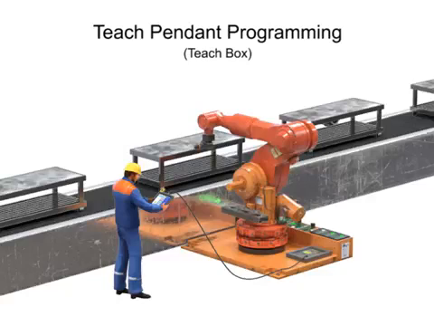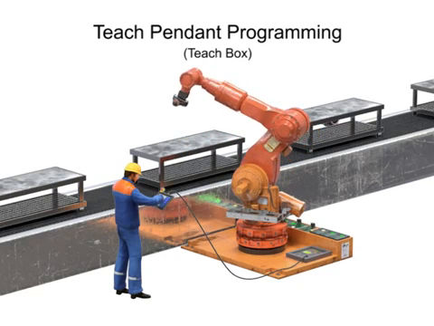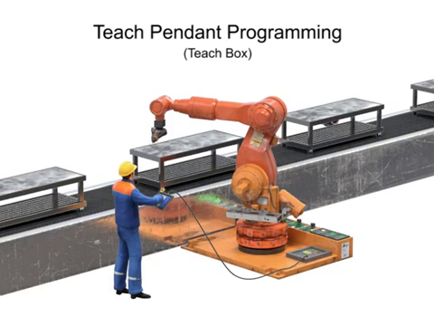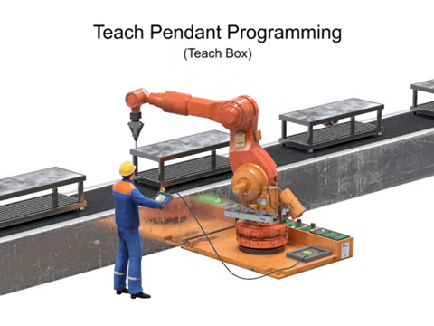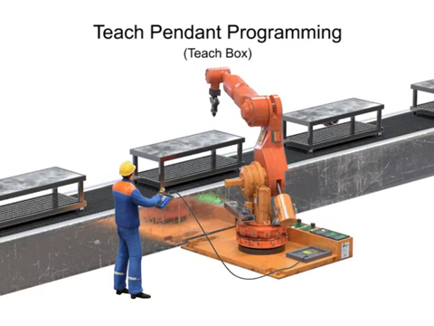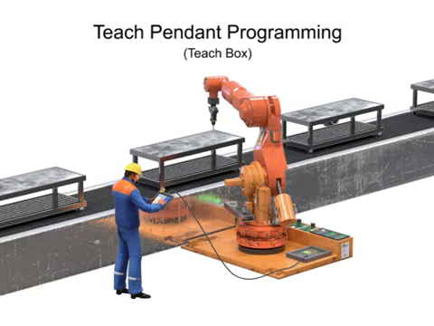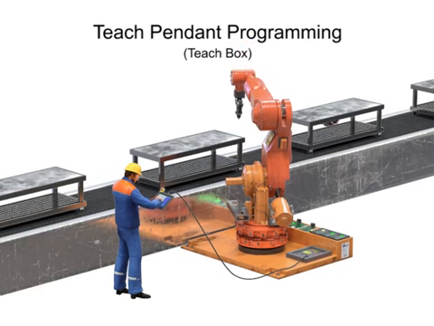Teach pendant programming is a method by which the operator steps the robot through the program point by point while recording the coordinates for each point. The technician has the ability to send the robot to a desired position, inch or jog to adjust it, and then record the point. The technician may also change the speed since a low speed is usually required for careful positioning or while test running through a new or modified routine.